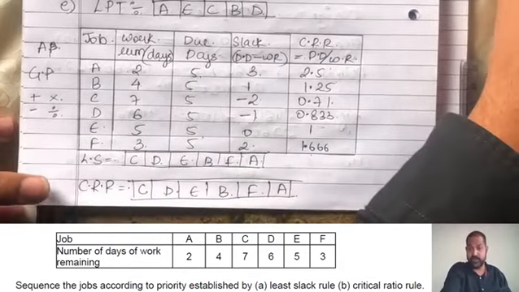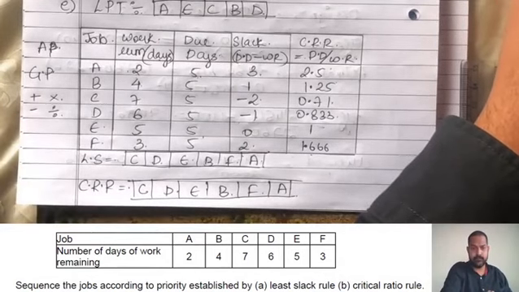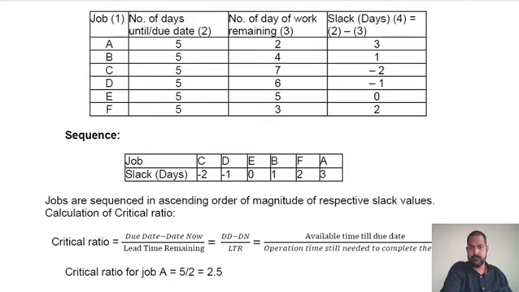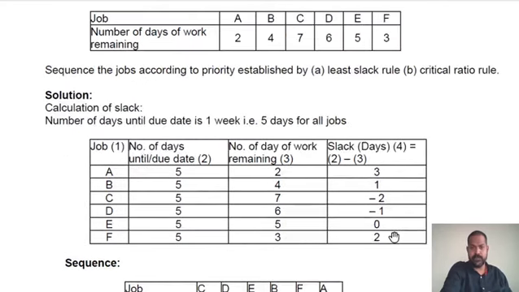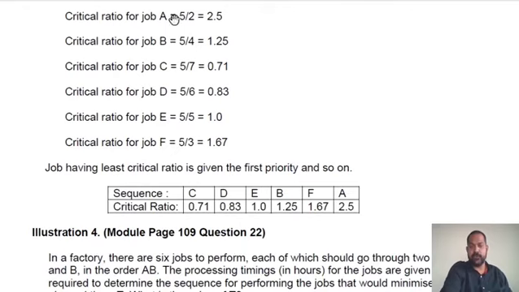Anyway, let's look at their solution. Their solution is critical ratio. Critical ratio for the first job is 5/2, which is 2.5. Second job is 1.25, 0.71, 0.831 and 0.67.